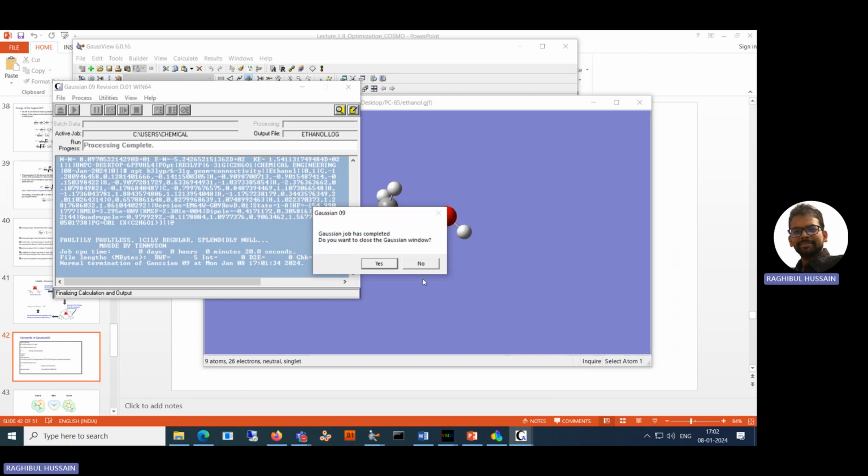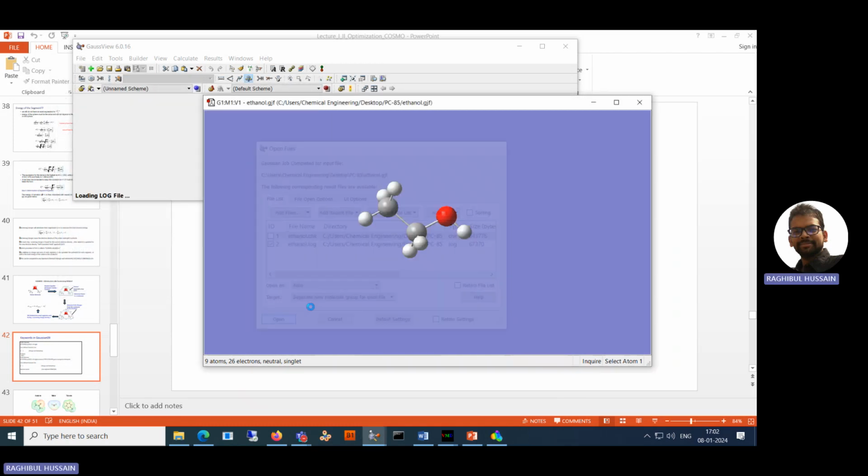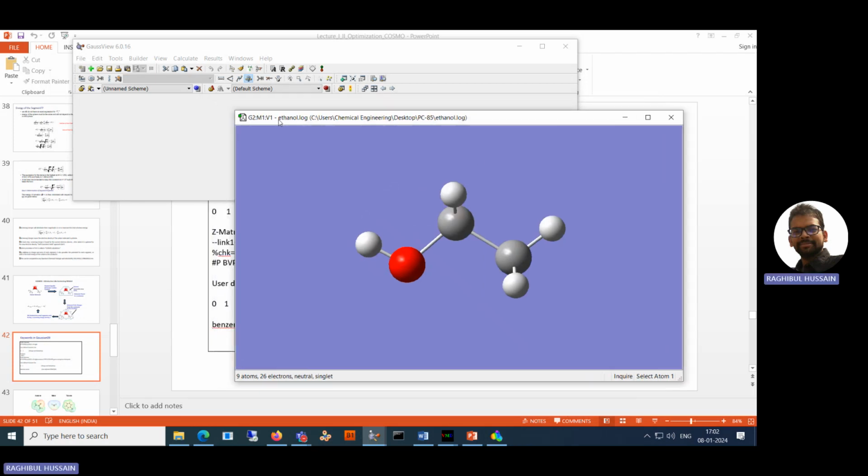Okay, now click yes and open its log file, not the CHK one. Open the log file. So it should be ethanol.log, right? Everyone got that optimized log file? So this is the optimized structure. Normal optimization.